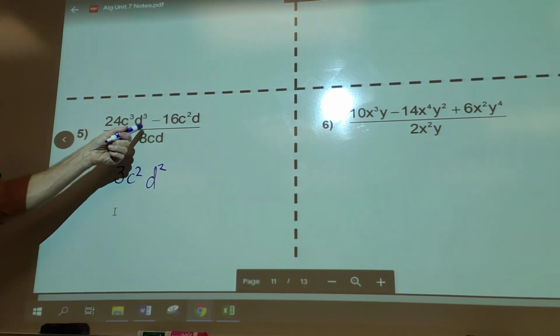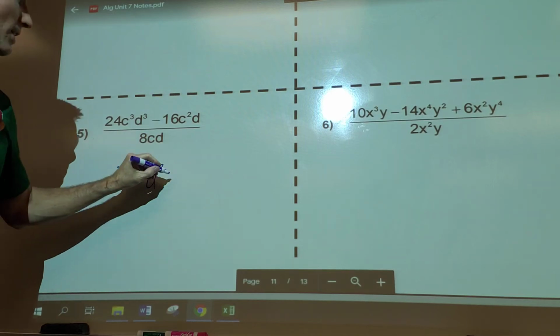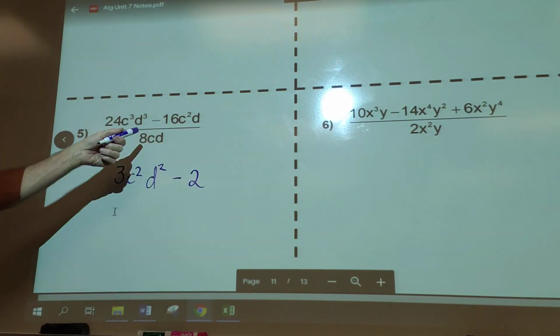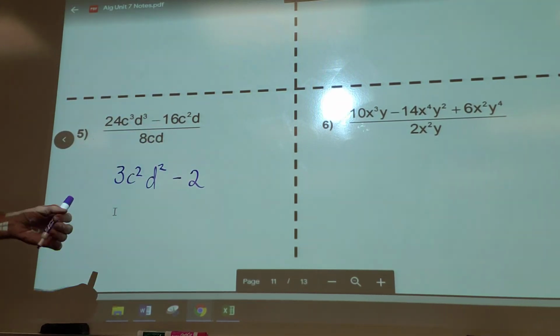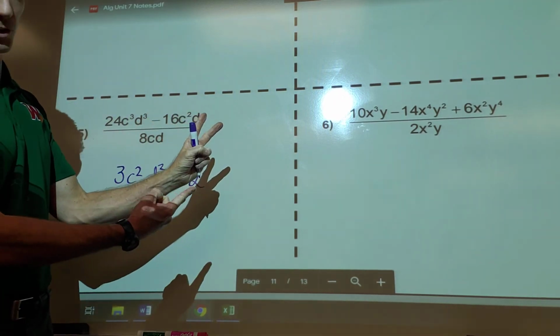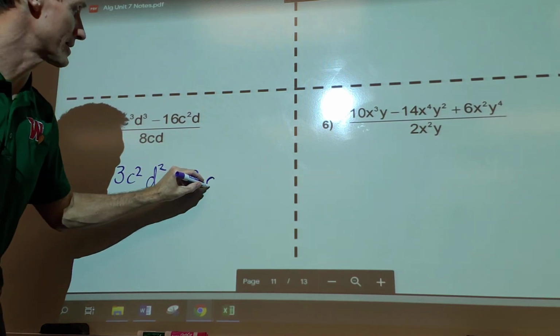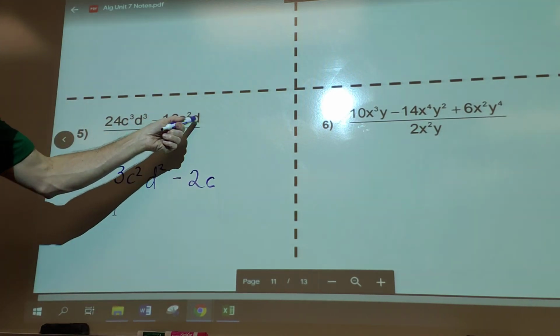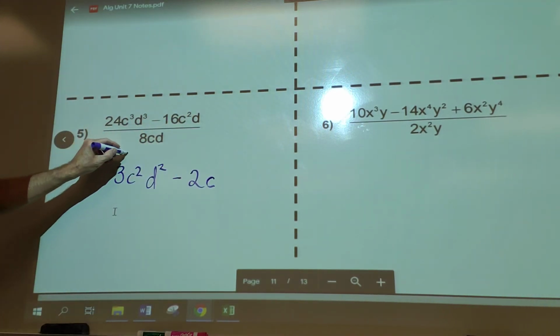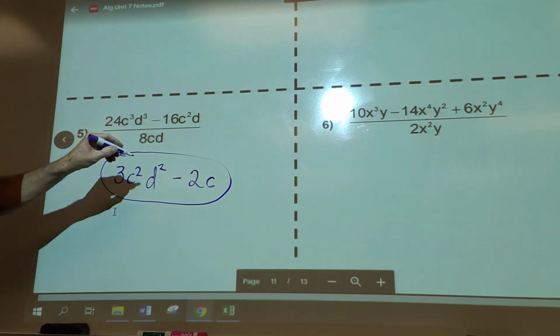So positive 8 into negative 16. So that would give me a negative 2. C squared divided by c. So I have 2 c's up top, 1 on the bottom. That's going to cancel with one of these. So that would leave me c. My d on the bottom cancels with the d up top. So there we go.